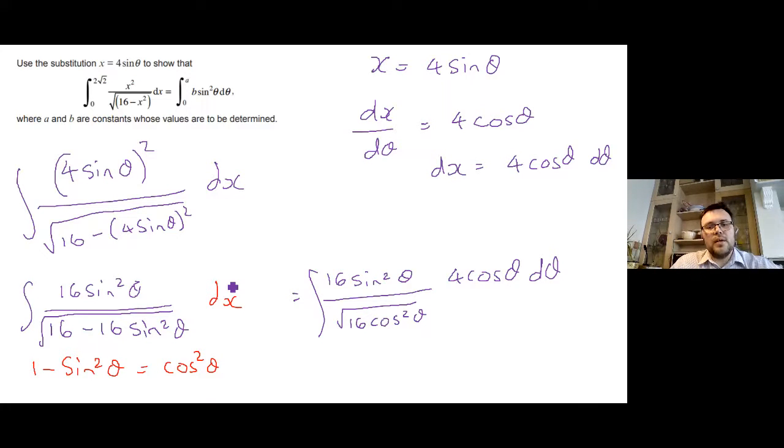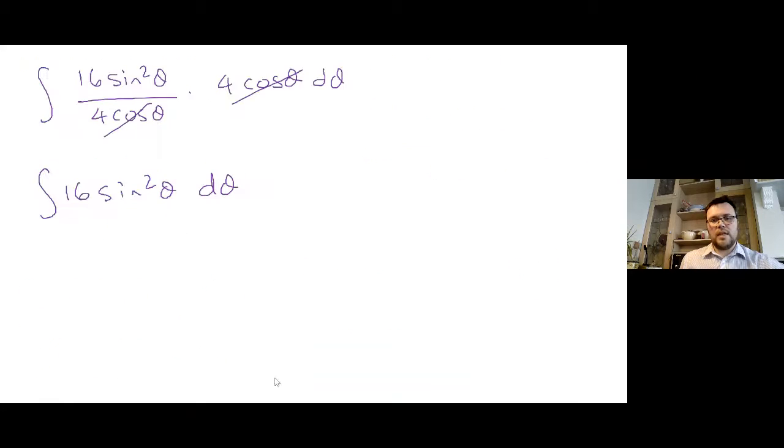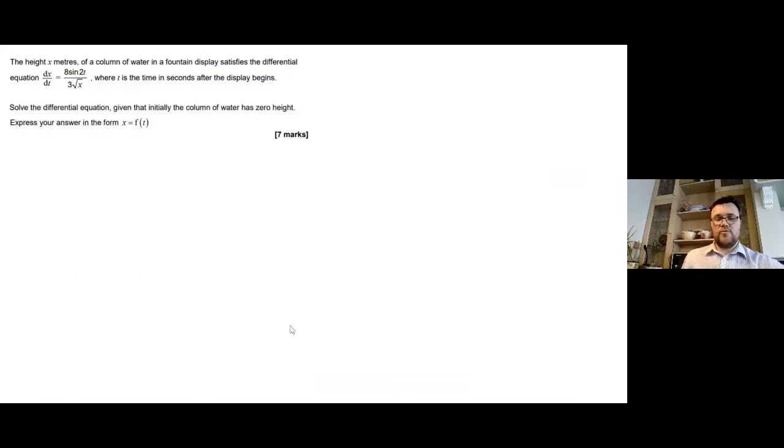You'd use one of the double angle formulas. I can't remember at the moment off the top of my head, and my notes aren't there. So I'm going to move on very quickly to this one, and I'll fill that in a bit.